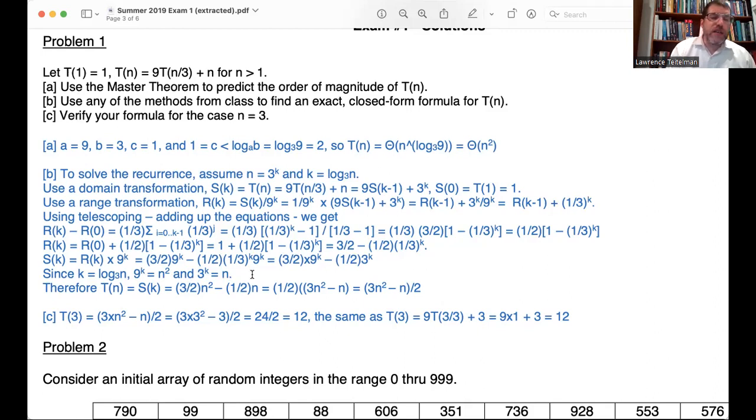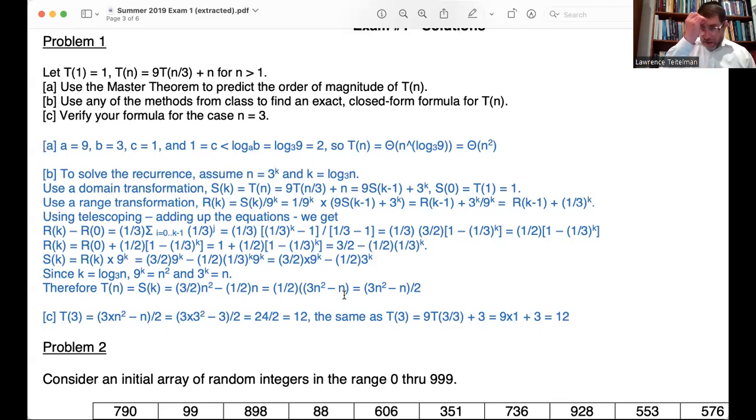And if I take 9 to the k, that's the same as 9 to the log base 3 of n, which is the same as n to the log base 3 of 9, which is n squared. So I plug those back in. So I have 3/2 times n squared minus 1/2 times n. And then I just factored out the half.